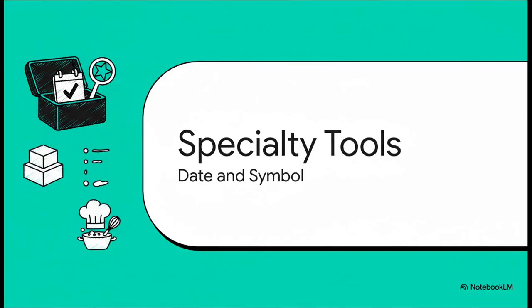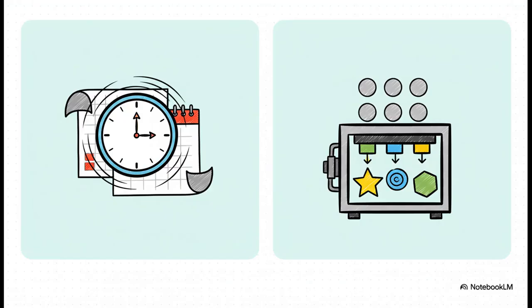So we have our boxes, our lists, and our recipes. And these are the big three, the tools you're going to be using pretty much all the time. But our toolbox also has a few specialty tools, the ones you only pull out for very specific jobs. Let's just take a quick peek at a couple of them. On one side, you've got the date object. It's pretty much what it sounds like. It's a built-in calendar and a clock, all rolled into one, for handling anything and everything related to time.